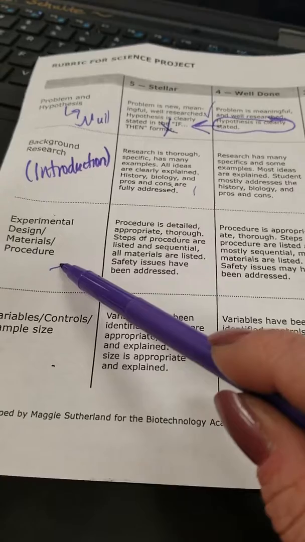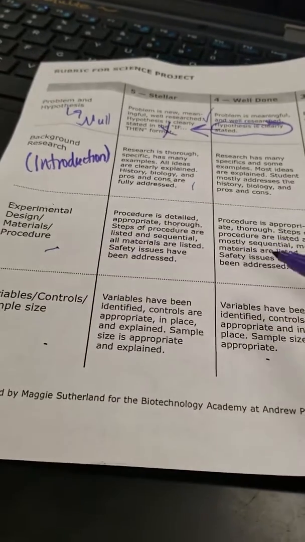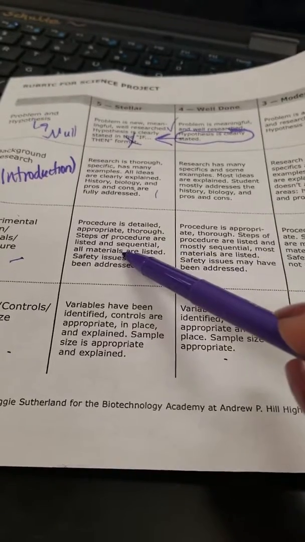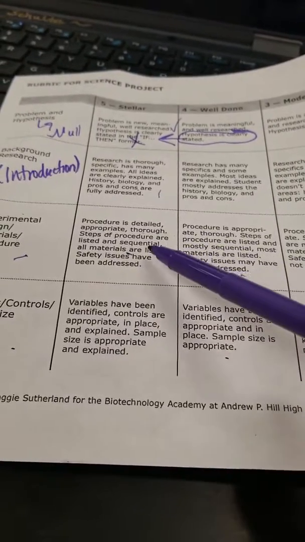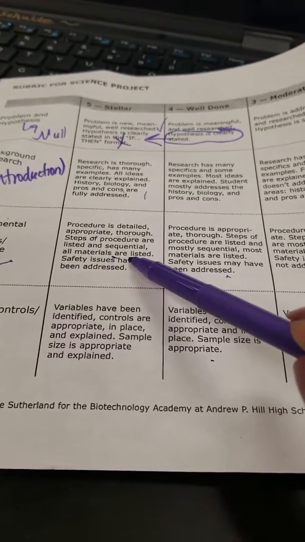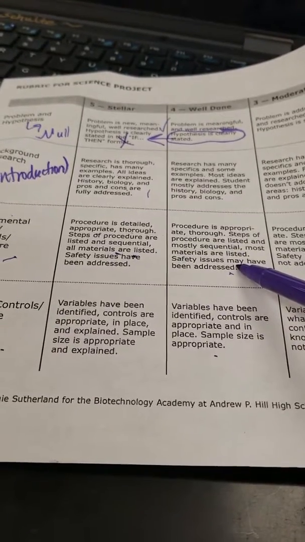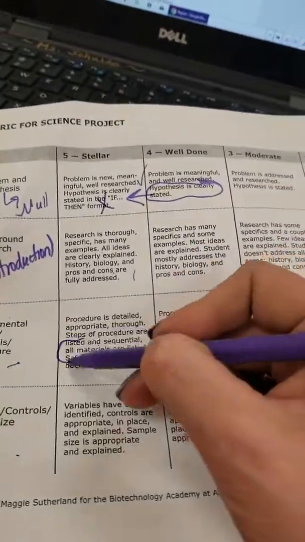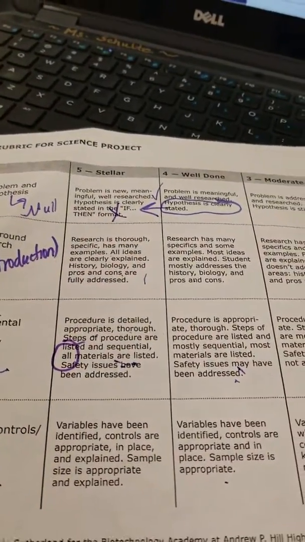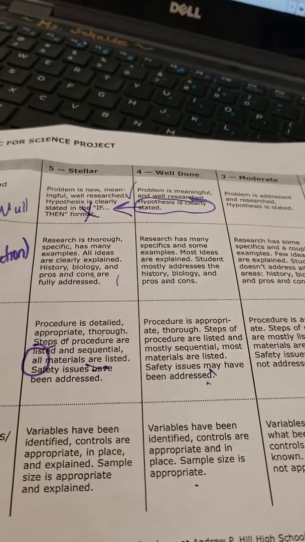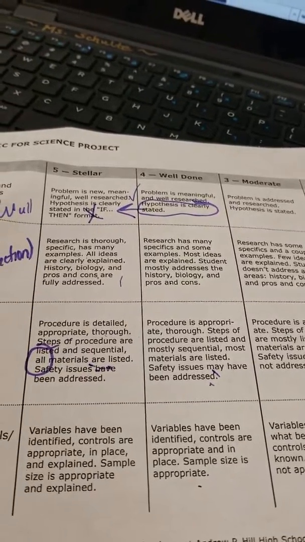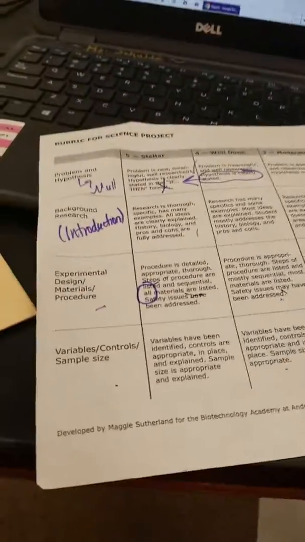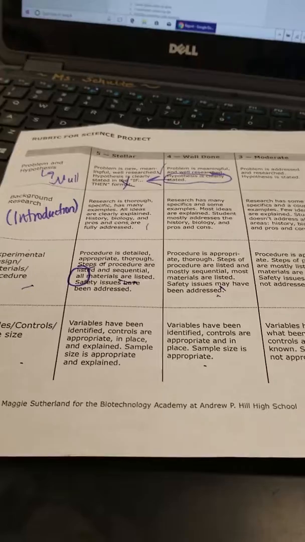This part, the materials procedure, the difference between excellent and well done is that this one says all materials are listed, and this one says most materials are listed. So I'm going to make sure to be listing everything that I use. If I take pictures and look over those as I'm writing out my materials, I can make sure that I'm not forgetting anything. Okay.